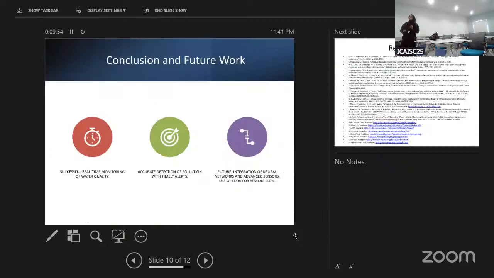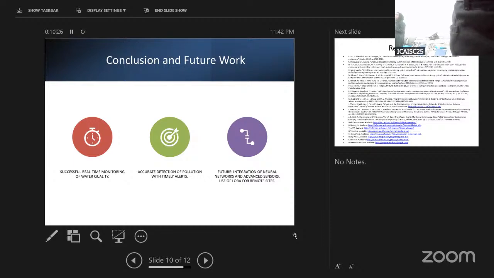If I conclude, through this application and the real-time monitoring system, we have successfully monitored the water quality in real time and detected pollution with respect to these four different sources of water. Accurately, the contaminants or chemicals in the water have been detected, with timely alerts and notifications sent to the end users.